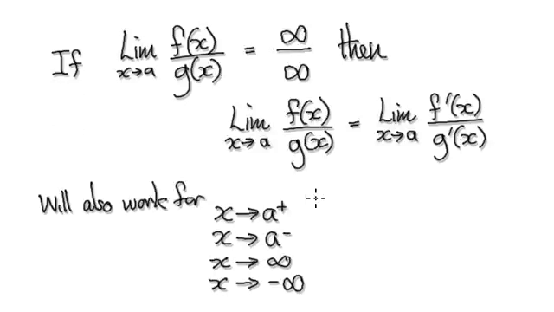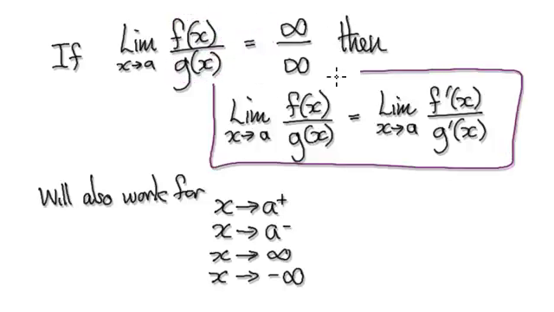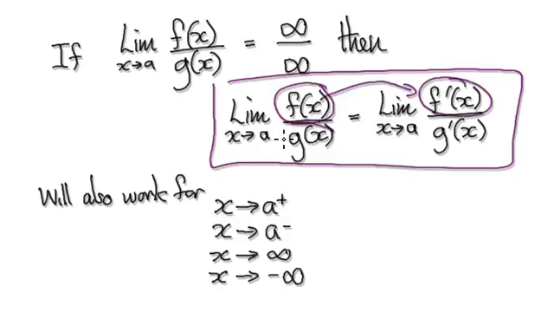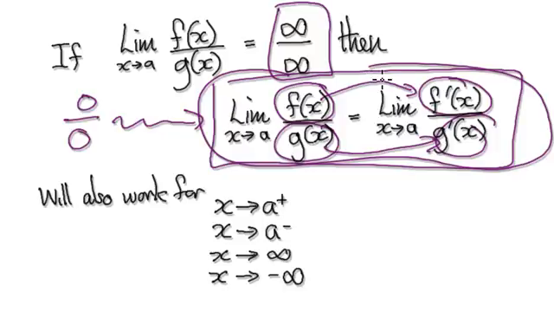So if f of x is heading towards infinity and g of x is heading towards infinity, then as it turns out, L'Hopital's rule still works. You can just differentiate the top and differentiate the bottom. So this is for the case of infinity over infinity. As it turns out, infinity over infinity happens to be the same as 0 over 0, so you can apply L'Hopital's rule here.